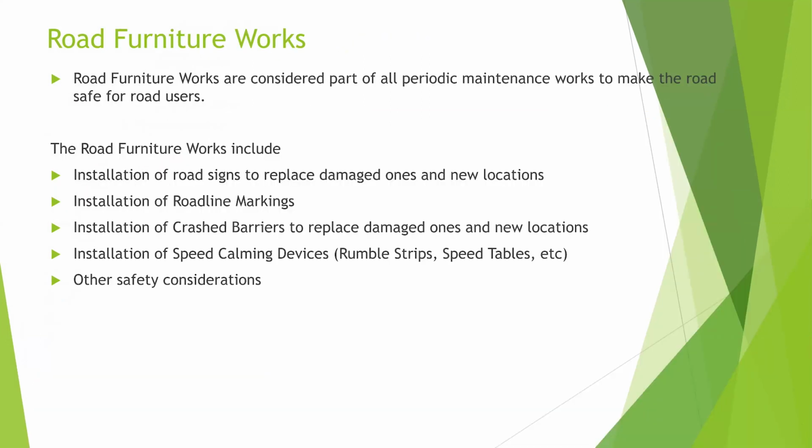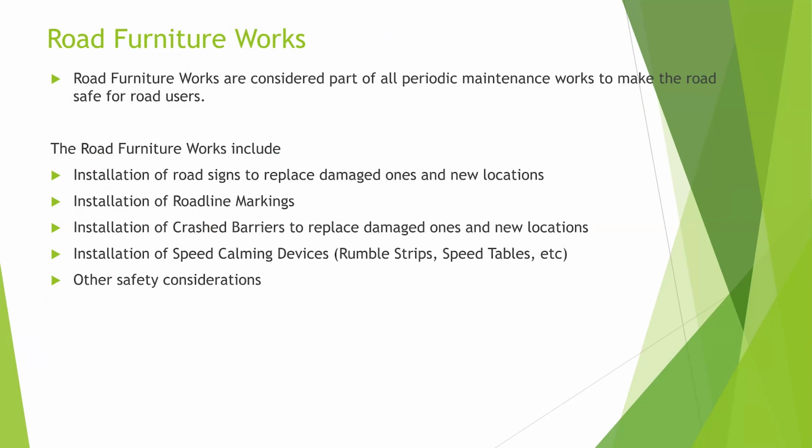So in all these activities, you need to also consider road furniture works. Now, road furniture works are also very critical, and these include the installation of road signs to replace damaged ones and in new locations. That is where you need to place new road signs. You need to identify and make sure it forms part of the scope of works.